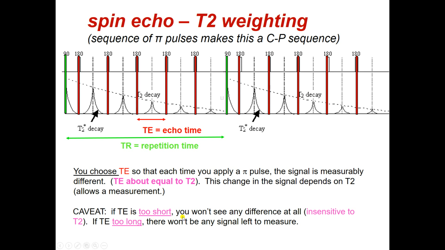All right, so this is what I was just saying. There's a caveat. If TE is too short, you won't see any difference at all. It's insensitive to T2, right? Imagine you just apply a bunch of pi pulses right away. It doesn't have a chance to decline at all. You can get 5 in a row, and this echo-free induction signal has not changed. You can't measure anything. And if TE is too long, obviously, you can't wait forever because the signal does go away. By the time you've waited 3, 4, 5 times T2, the signal's gone. So you can't wait that long. So it has to be right on the order of T2, not too short, not too long. All right, I hope that makes some sense to you guys.